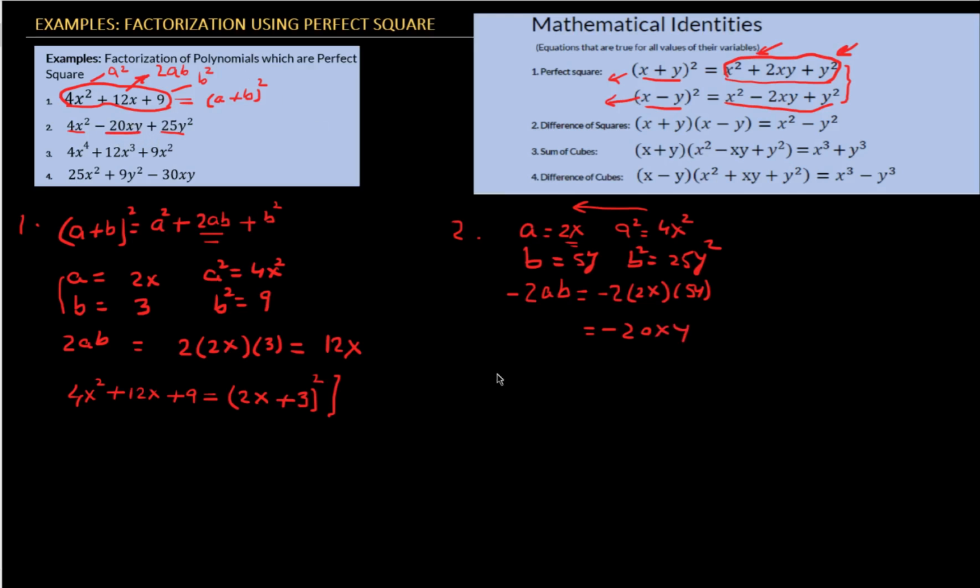So we can write down again that 4x square minus 20xy plus 25y square is equal to 2x plus 5y whole square. So this is the answer. This is a factorized form, just like this. Now example 3.